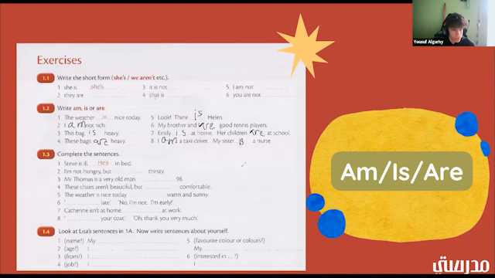Okay? So next we have sentences that we need to complete. Okay? So the first one is an example. It says, Steve is ill. He's in bed. Okay? The next one, I'm not hungry, but I'm thirsty. Good. All right. Number 3, Mr. Thomas is a very old man. He's 98. Good.